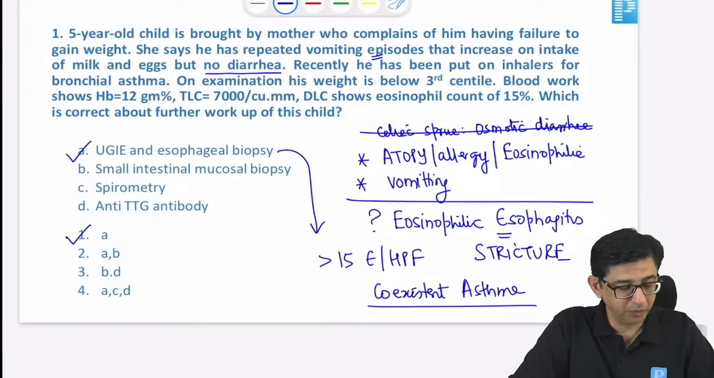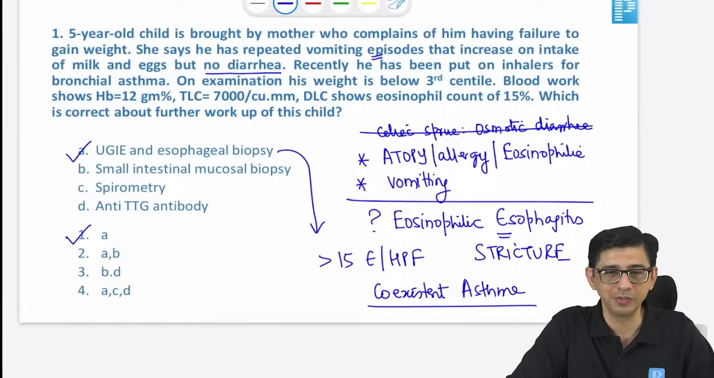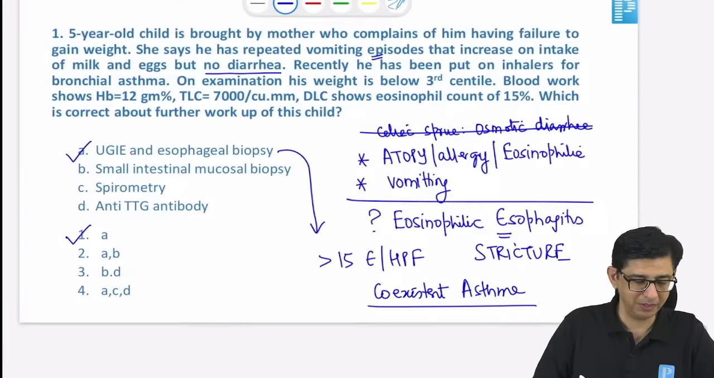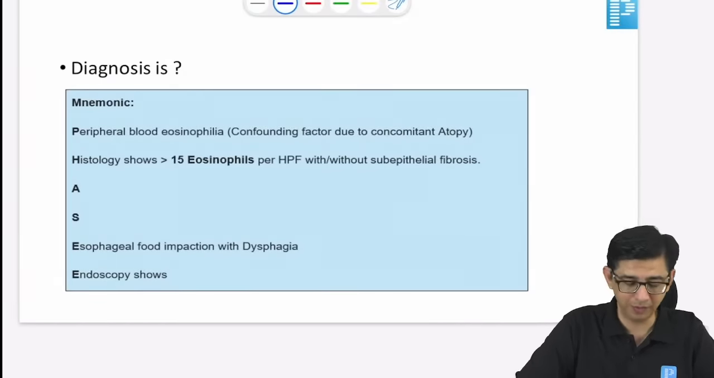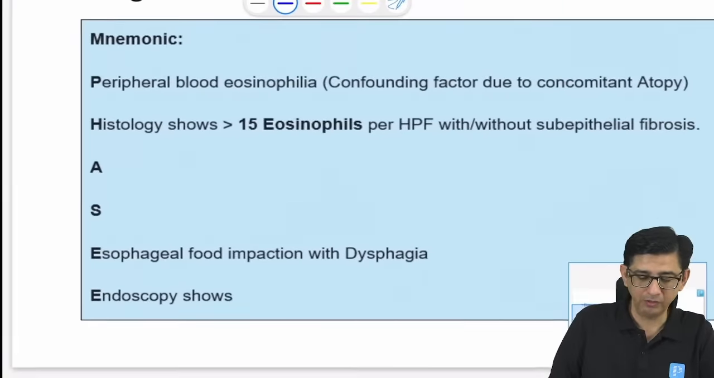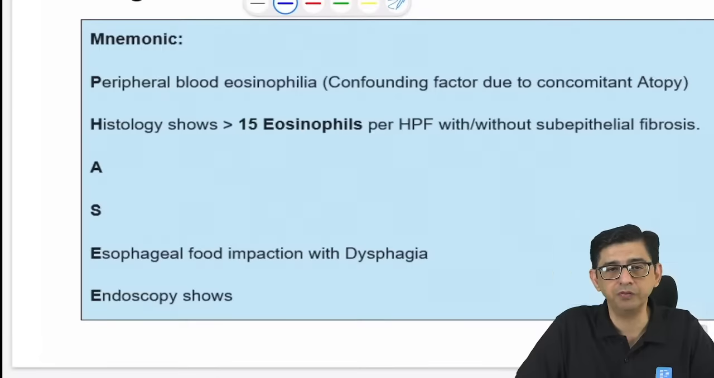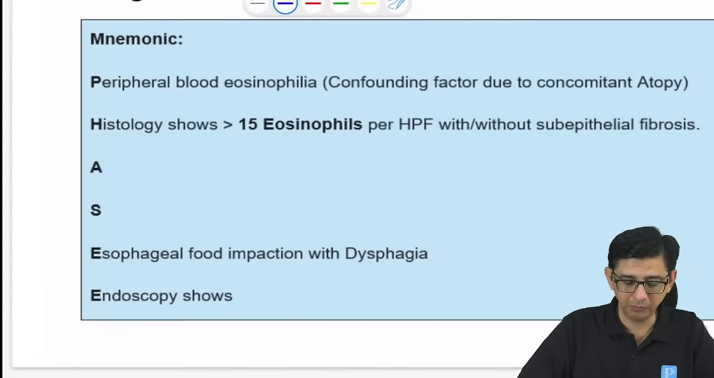Then somebody said, what change in the question will make it celiac sprue? Then there has to be diarrhea, steatorrhea, and malabsorption described, with no mention of any bronchial asthma. Somebody asks whether biopsy is required or not. Without it, I cannot confirm the diagnosis of eosinophilic esophagitis. What are the features? One would be peripheral blood eosinophilia, and histology showing eosinophilia, because we need to demonstrate the eosinophilia component. That is why.